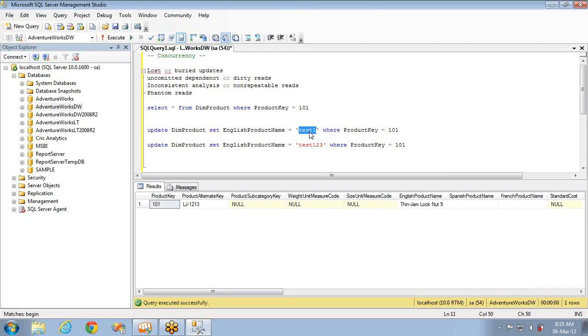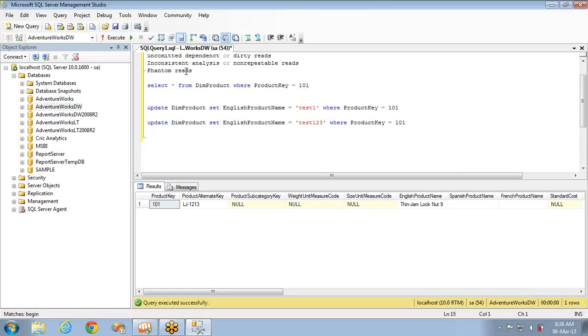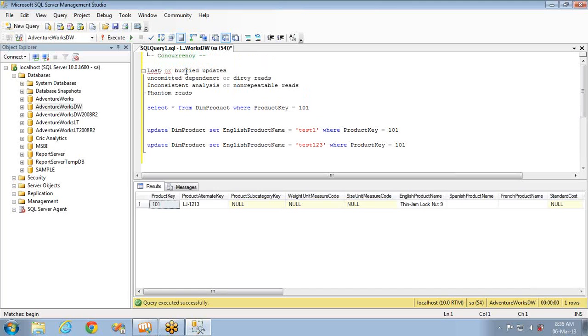So lost or buried update means the first update is getting lost or buried, right? This scenario is called lost updates. The first update is getting buried because the second update query is executed. This can be taken care of by applying locks properly to the transactions. So this is about lost or buried updates. Is it clear, guys? Okay.